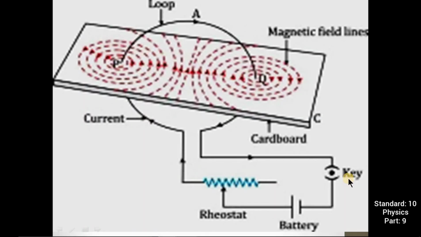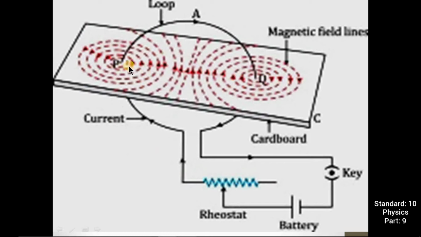Now we were told that we have to study about a loop also. We studied about a straight conductor. Okay, we finished that. Now we have to study about a current carrying loop. So how do we describe a current carrying loop? Take a picture. The point here is P and the point here is Q.